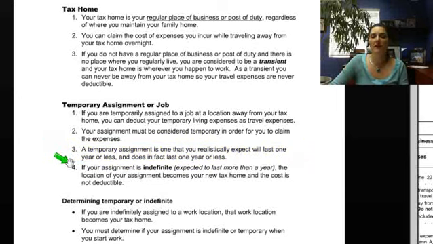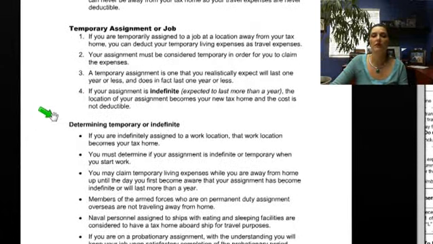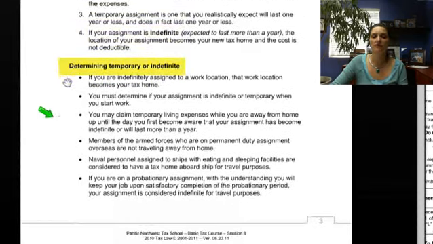But if your assignment is indefinite, that is expected to last more than a year, or you really have no idea whether it'll go 6 months or a year or 5 years, you just don't know at the time you take the job, then the location of your assignment will become your new tax home and travel expenses are not deductible. So how do you go about determining temporary or indefinite? Well, the IRS has a bunch of rules in place to help you figure that out.